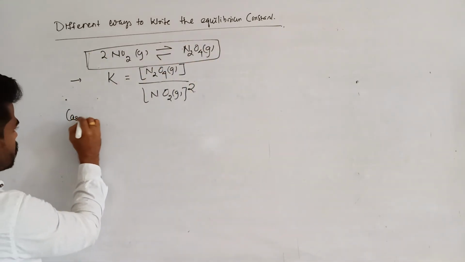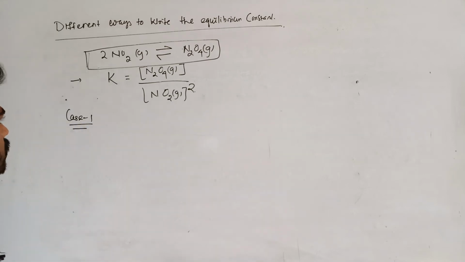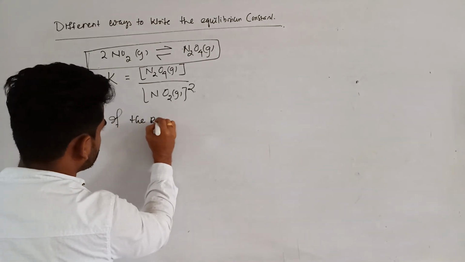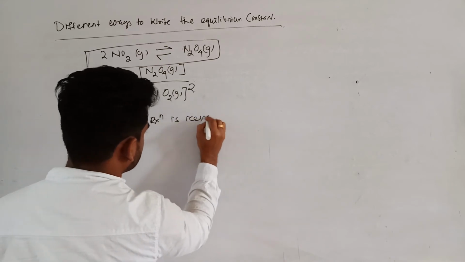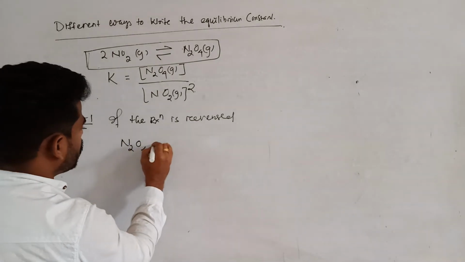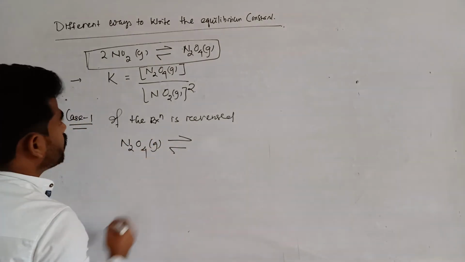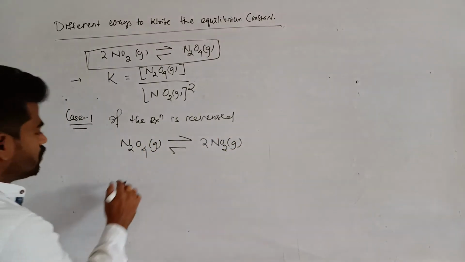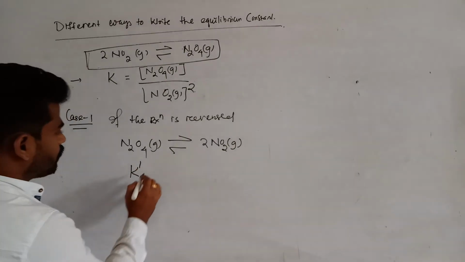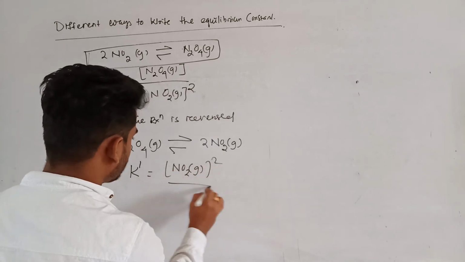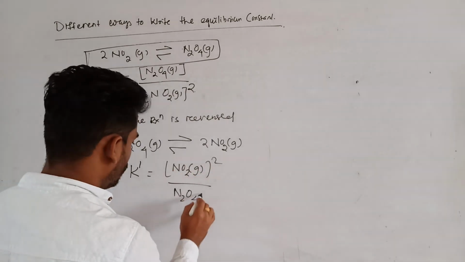So case 1, what I would like to check over here is if the reaction is reversed, that means N2O4 gas giving rise to 2NO2 gas. Then for this reaction, let's say the equilibrium constant K dash will be equal to NO2 whole square upon N2O4 gas.